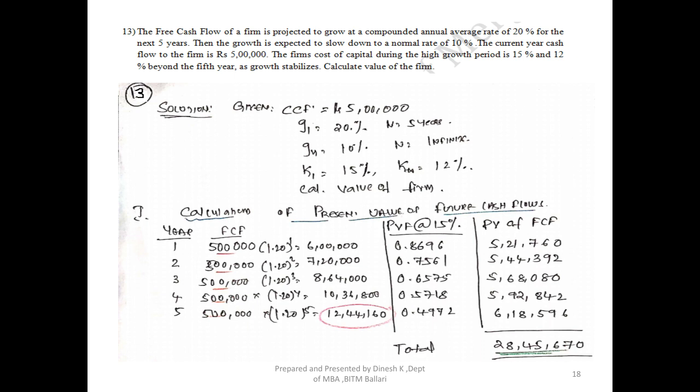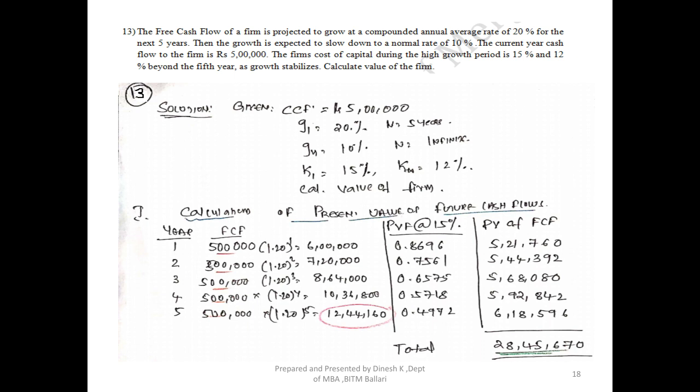So here we have a company which has free cash flows projected for a growth rate of 20% for the next 5 years. So the cash flows are going to grow 20% every year for the next 5 years. Then the growth rate is expected to slow down to a normal rate of 10%. Fine. So after 5 years, it is going to be 10% till the life of the company.